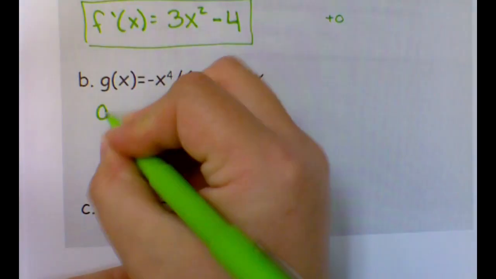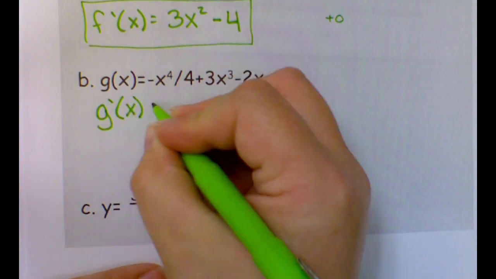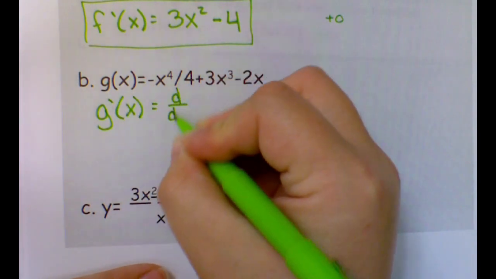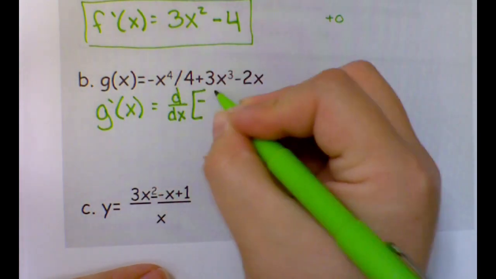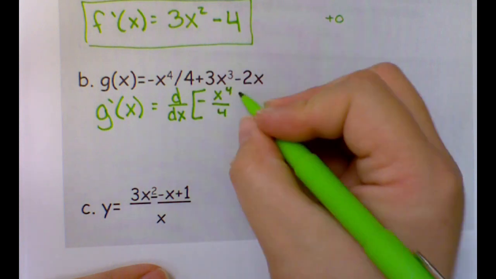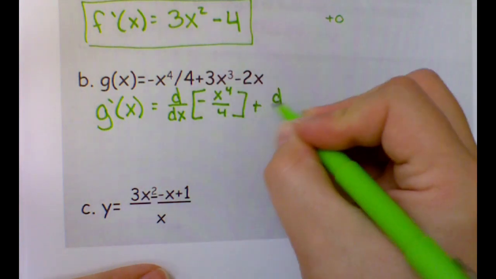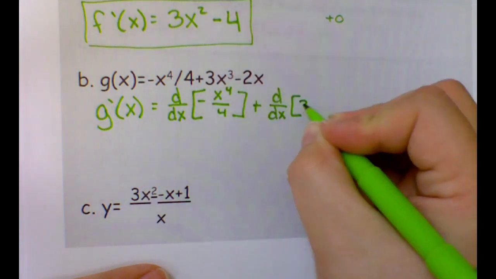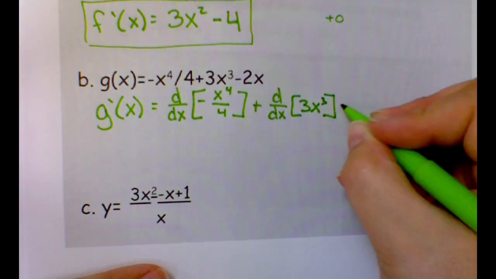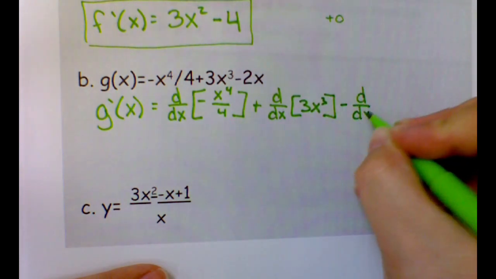For part B, we're going to do the same thing. g prime of x equals the derivative with respect to x of negative x to the fourth power over 4 plus the derivative with respect to x of 3x cubed minus the derivative with respect to x of 2x.